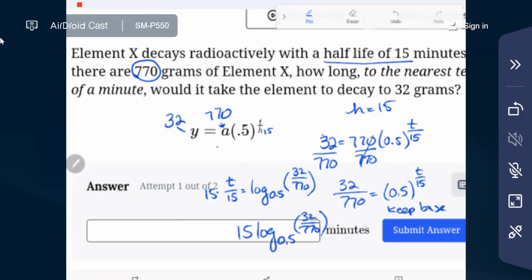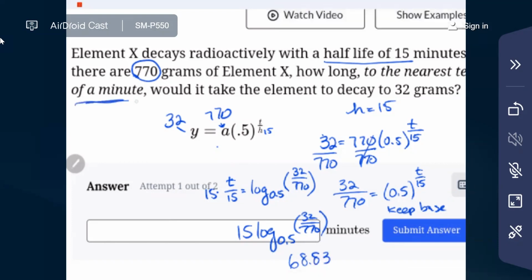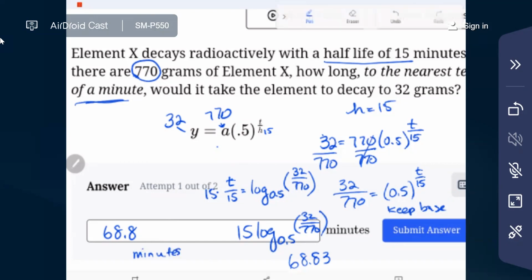And I put that in my calculator. 15 log base 0.5 of 32 over 770. And I got 68.83. All right. And so this was in minutes, and it said the nearest tenth of a minute. So that would be my answer, 68.8. And you don't need to put the word minutes in, but it's always helpful to think about what you're doing.